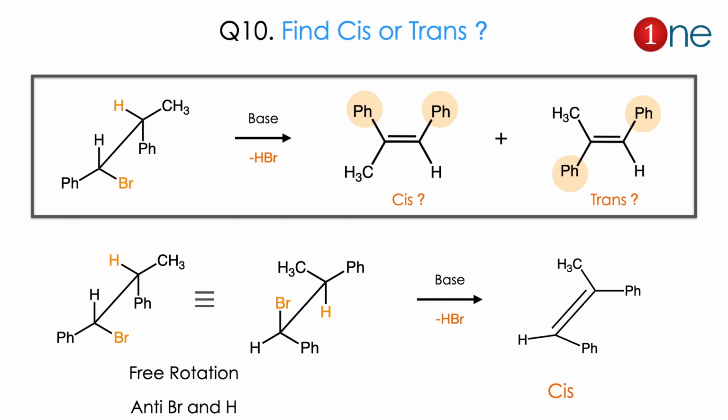Here I have given a simple problem which is similar to the Fischer form, but a little bit more straightforward. People give the Sawhorse structure and ask you to identify cis or trans. Here also you have to do free rotation in such a way that bromine and hydrogen are anti to each other. So you have to write the equivalent anti form to remove the HBr. If you remove the HBr, you will always have the cis form. So always you have to master the stereochemistry to identify the configuration.